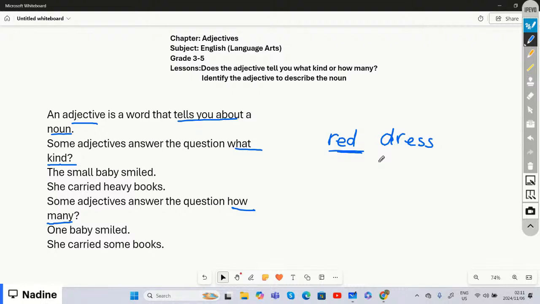All right. So, like we said, when it comes to adjectives, some of the questions that we need to ask ourselves are, what kind? Because what kind is like describing. Let's say, for example, we say it's a red dress. Then the question is, what kind of red dress? That is the question that we need to ask ourselves.